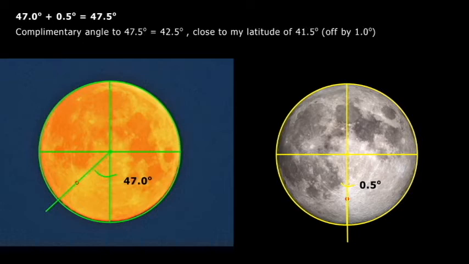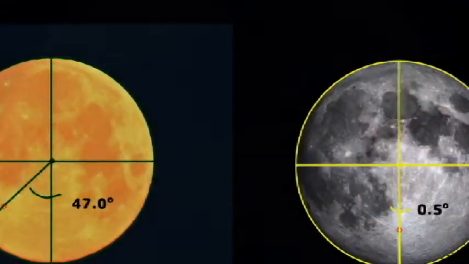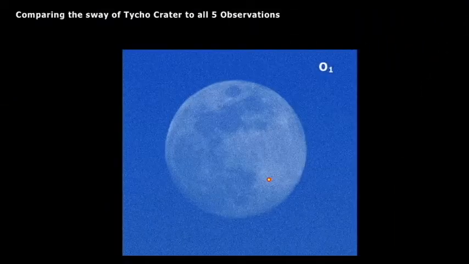All right, so that concludes the 5 observations. Now what we're going to do here in a second, I am going to take my 5 observation photos with the Tycho crater highlighted. I'm going to overlap them to see if they fit my model of the predicted sway throughout the night. Remember, all the math is at the end. I'm not going to go through the math in detail here.